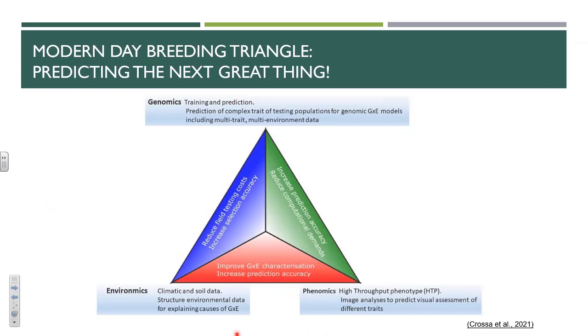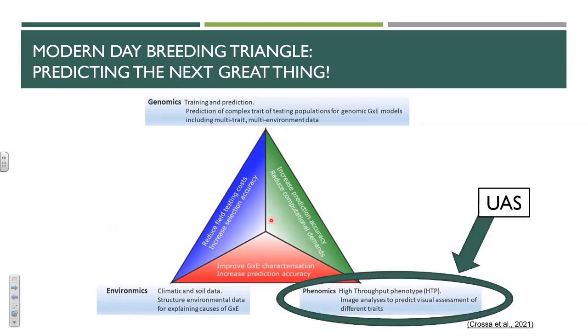Genomics is genomic prediction models, as you heard last week from Noah. Environomics is including environmental data to predict your hybrid performance. And then phenomics is stuff like your UAVs, and I'm going to be specifically talking about UAVs today. All three of these things work together, and they can be used to predict hybrids and their performance in the field.